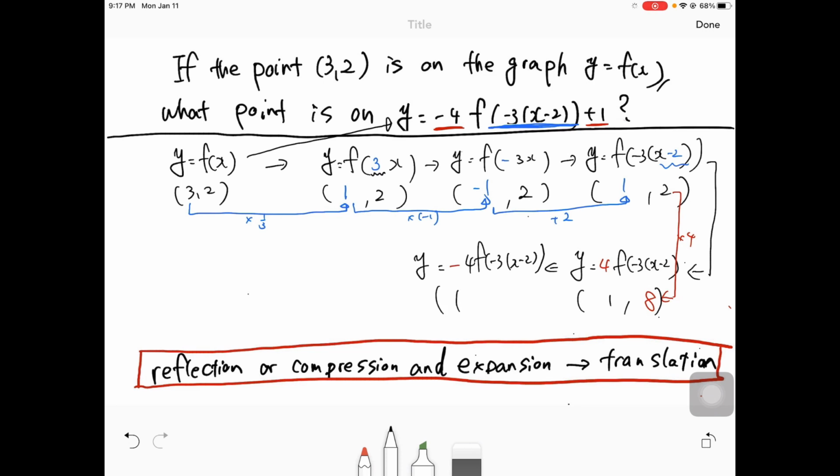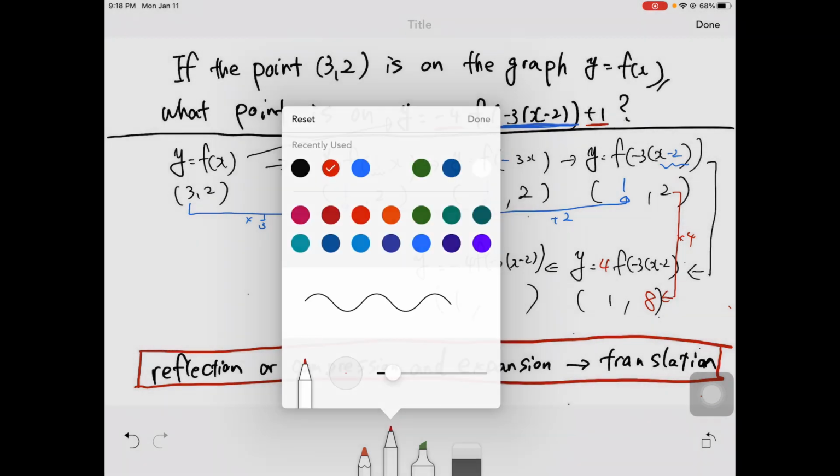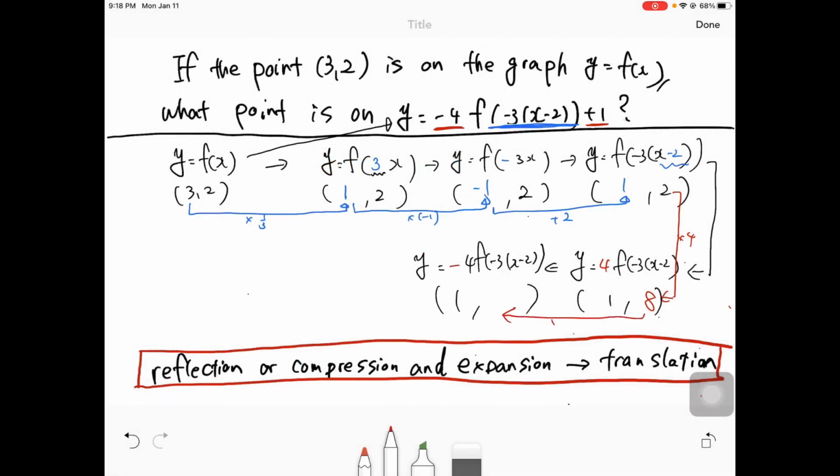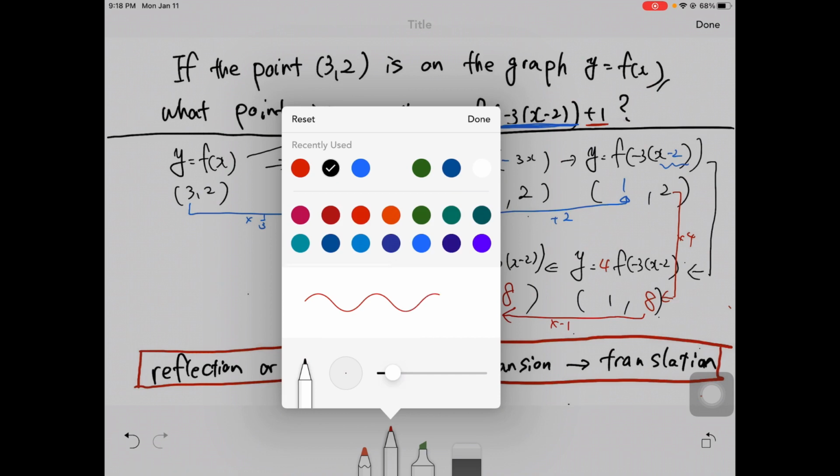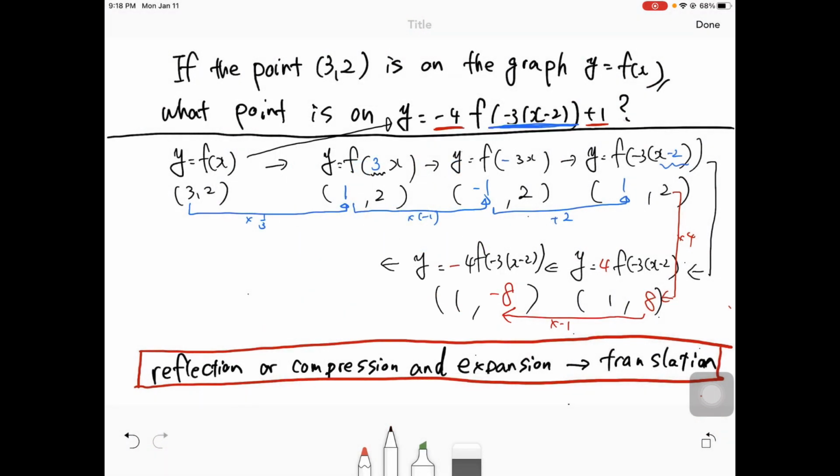Then you don't need to change the x value, and this is the reflection in the x-axis, so you multiply by -1, so it's going to be -8. So it's going to be the last transformation. You finished the compression and the reflection, so now you can do translation. y equals -4 times f of -3 times x minus 2 plus 1, because this value is plus 1.